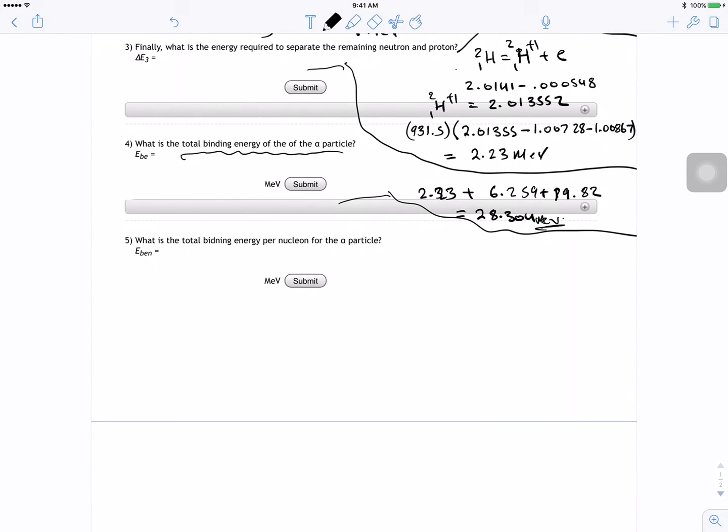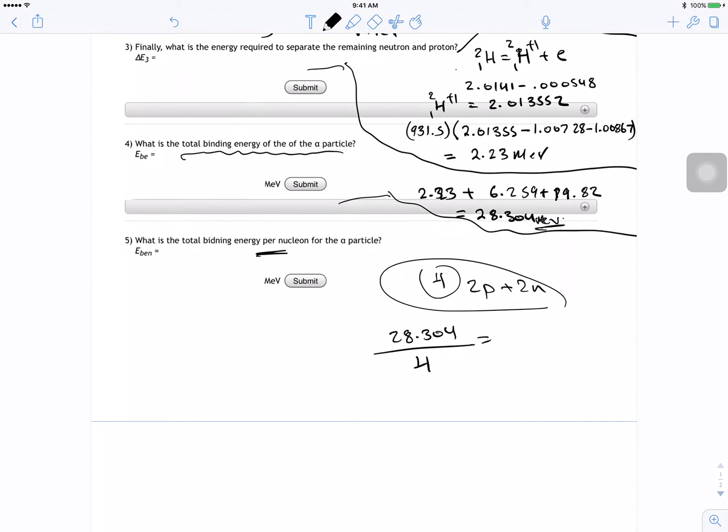Number 5: what's the total binding energy per nucleon for the alpha particle? We have 4 of them, 2 protons plus 2 neutrons, so we just divide. 28.304 divided by 4 gave me around 7.07 MeV.